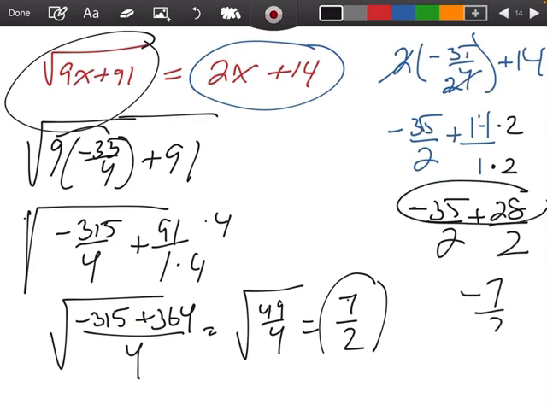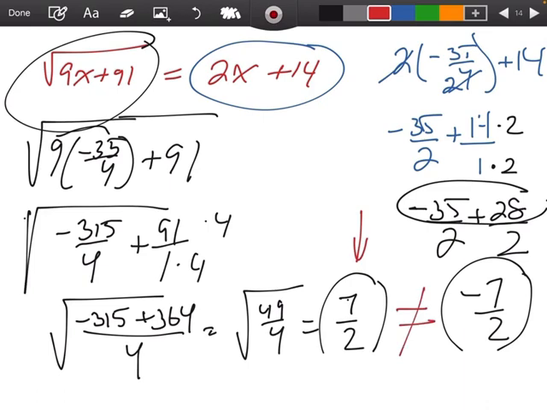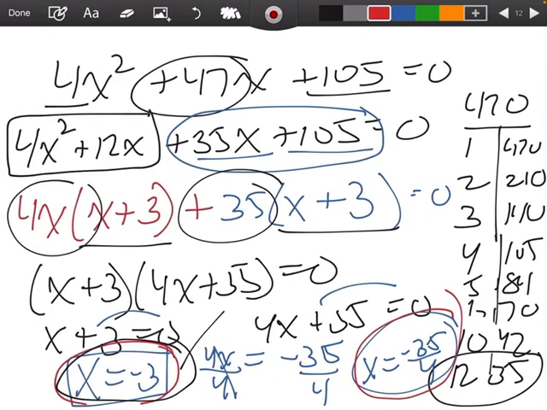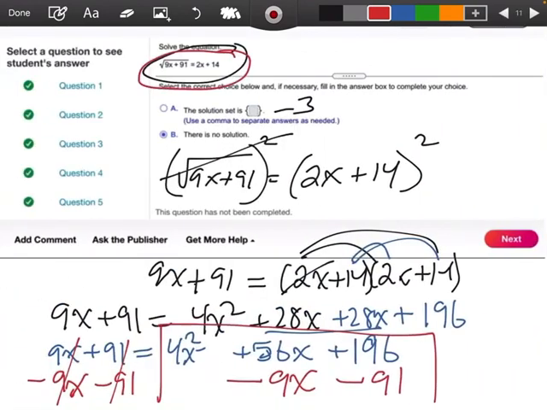But look what we got here. We got a positive 7 over 2. Those are not the same. So this answer does not work. The only one that works was the negative 3. Okay, so my answer for this one here is negative 3. Kind of a long problem. I don't want to lie and tell you it isn't.